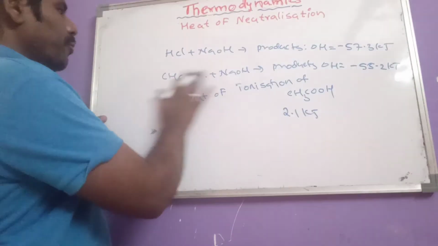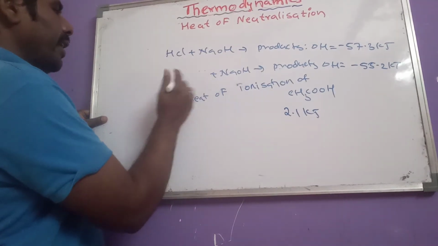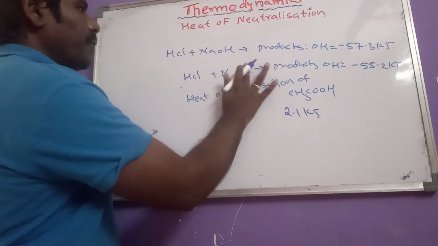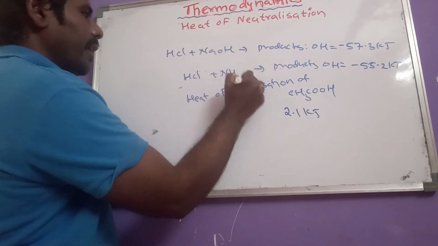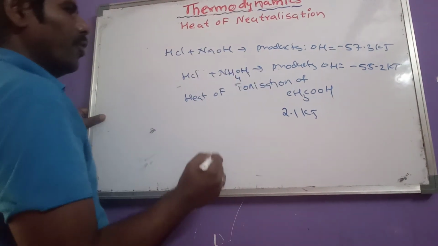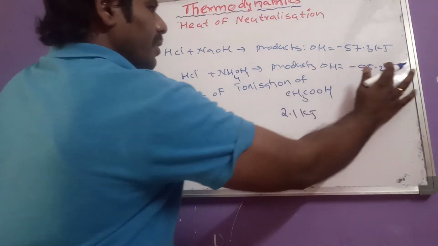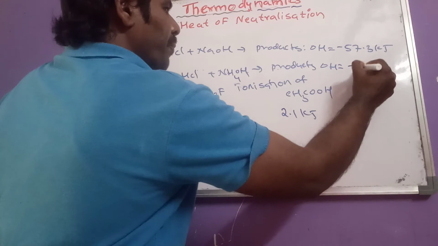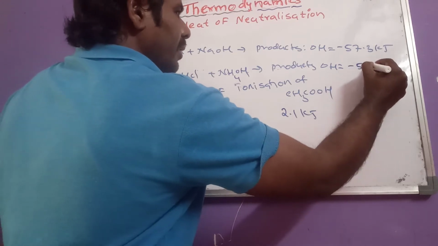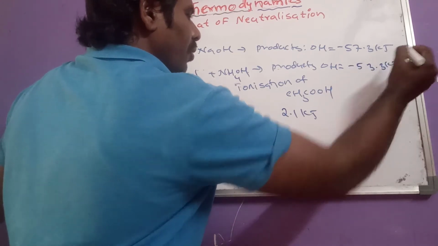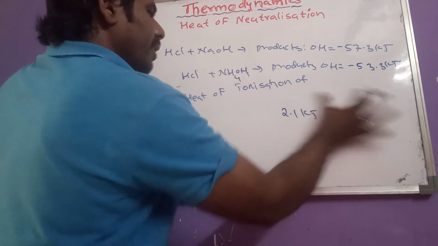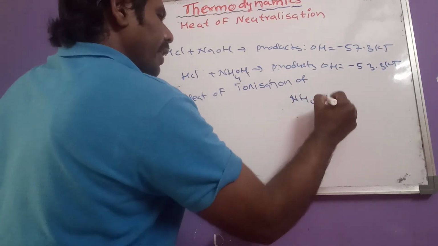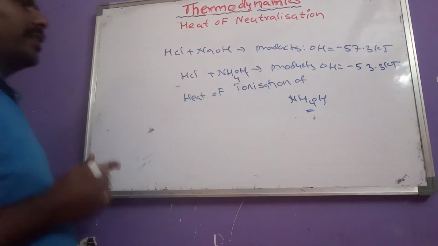Now the same question we can give in this way. HCl as it is, but instead of NaOH we have taken the weak base NH4OH. Some products are formed here, and the delta H value is minus 53.3 kilojoules. Now what is the heat of ionization of NH4OH?